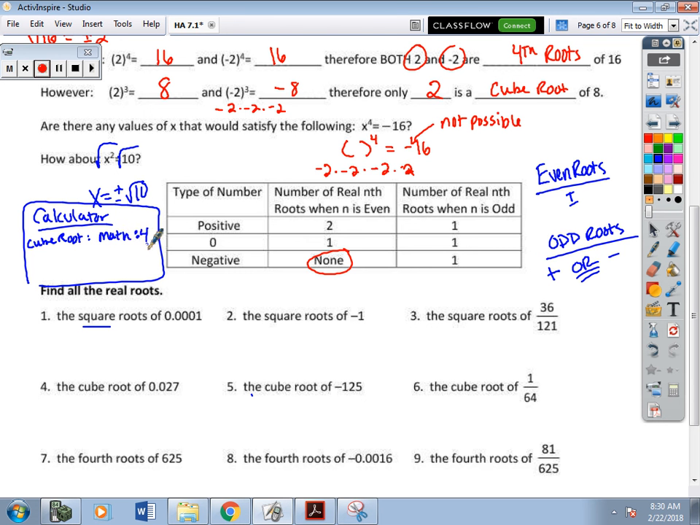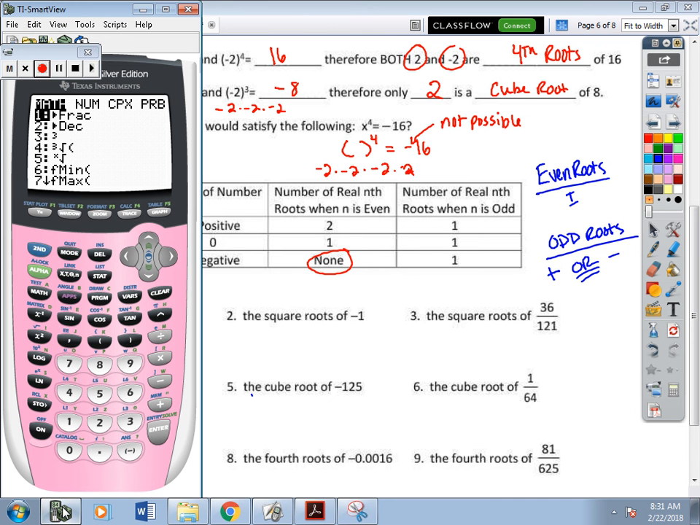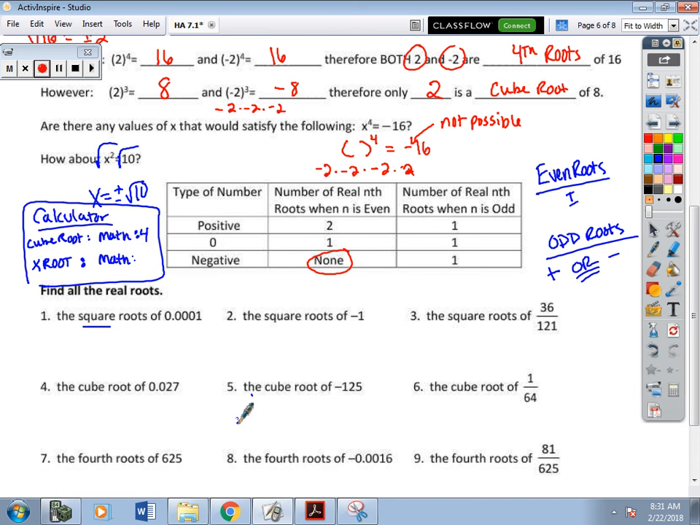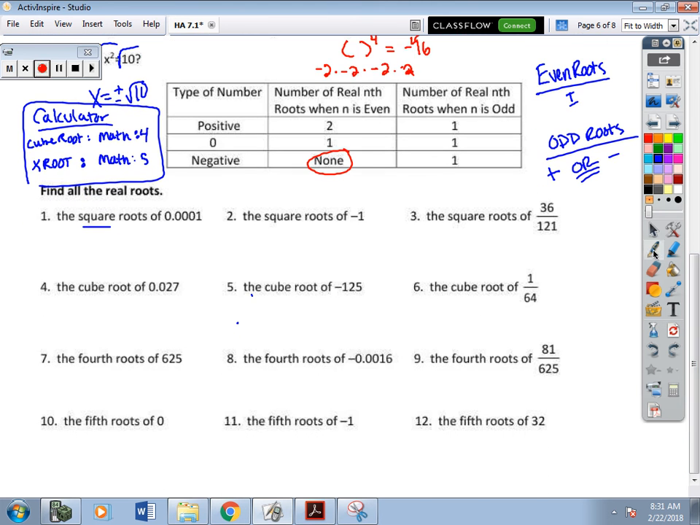Now, if you want to do a fifth root, a sixth root, a seventh root, you'll use the X root button, which is the same screen, math, and then it would be option 5. Now, if you're taking an X root, you have to tell the calculator what to plug in for X, and I'll show you that one. Here, let's just skip down to it and do number 7 right now.